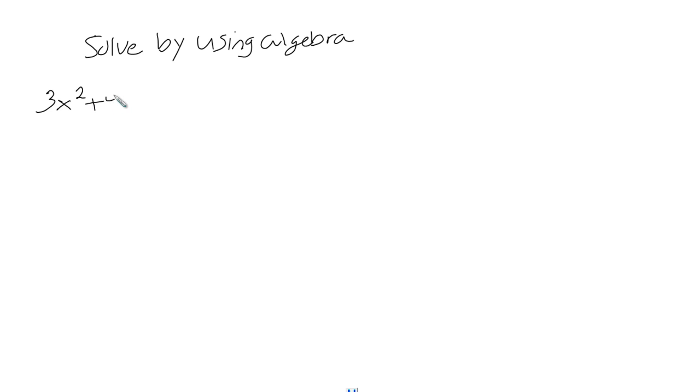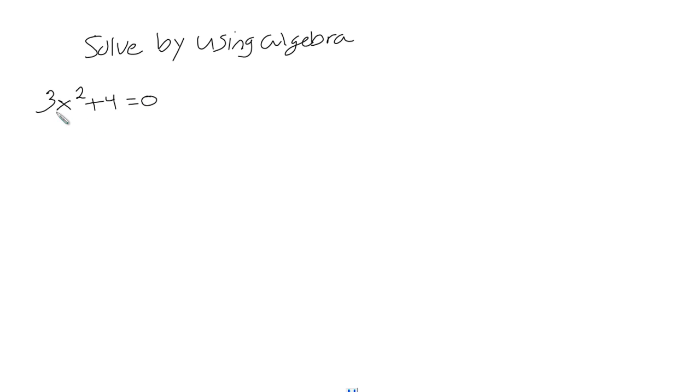Okay, we're going to solve by using algebra and the zero property. So let's try this problem. We'll do a couple problems. So we will do 3x squared plus 4 equals 0.